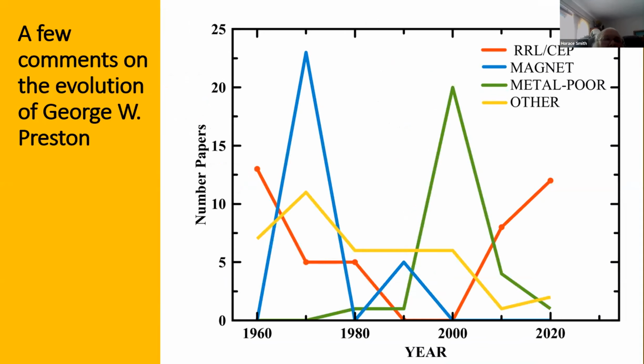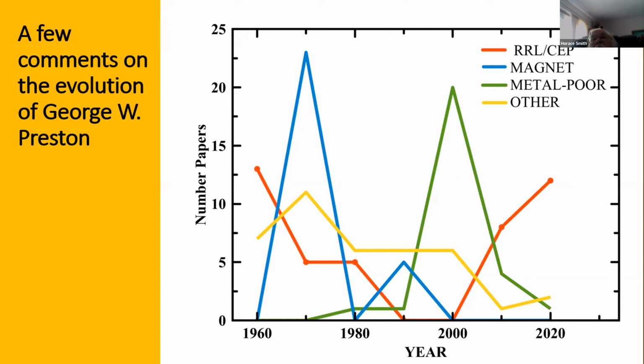So I wanted to say, however, make a few comments on the evolution of the honoree of this occasion, George Preston. So I took a look at his papers in the ADS, made a quick summary by decade of the topics of his wide-ranging research. Here we see the number of papers per decade, roughly dealing with RR Lyrae stars and Cepheids is the orange. The chemically peculiar and magnetically interesting stars in the blue. The very metal poor stars in the green, and other topics in the yellow.